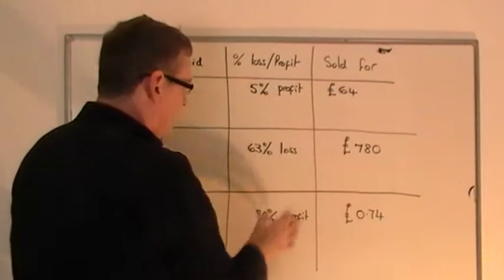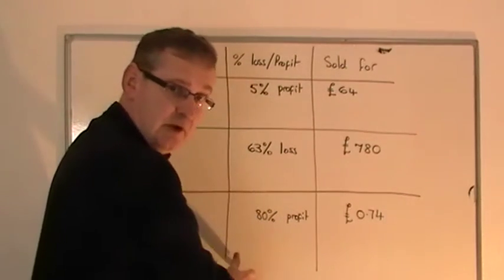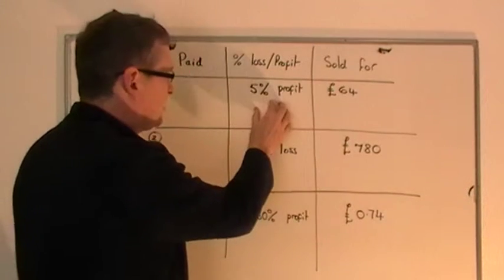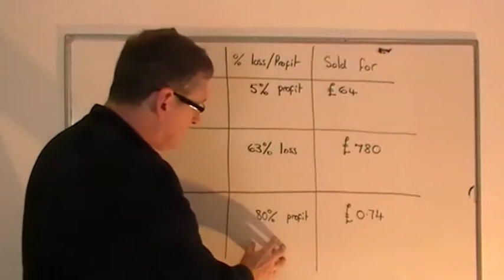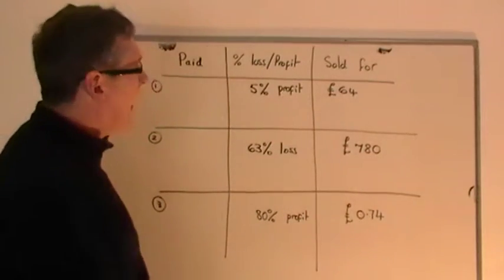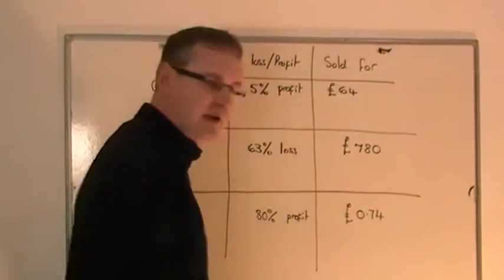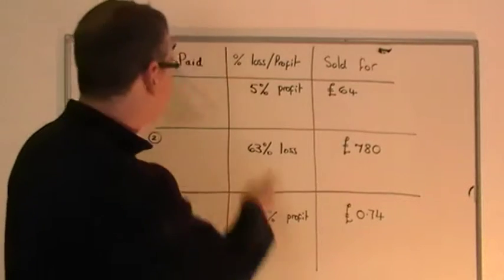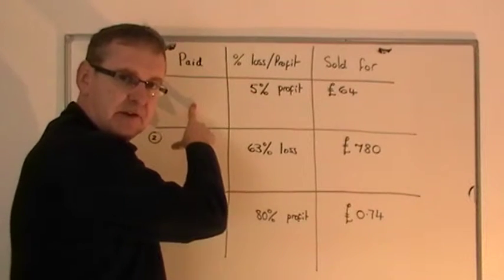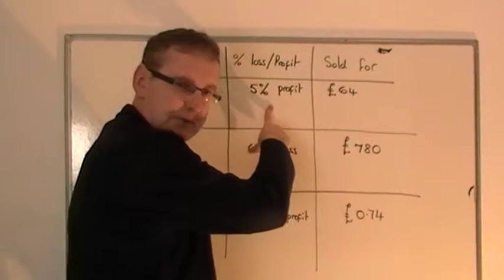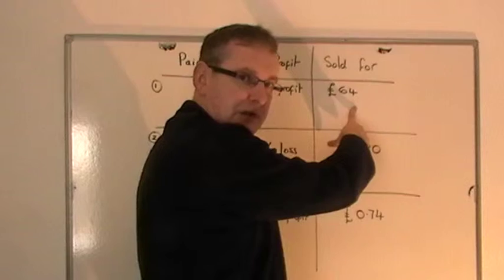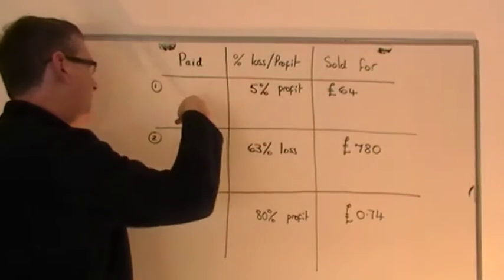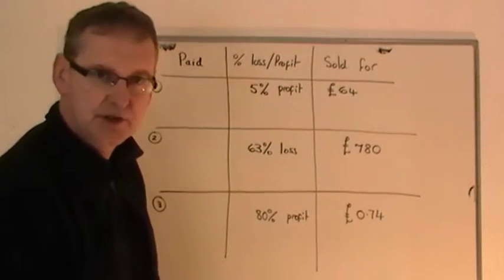We don't know how much that amount of money is. In each case, there will be a percentage profit or loss that's been made. So in the first one, 5% profit, second one, 63% loss, in the third one, 80% profit. And I am telling you what the actual selling price was in each case. So the first example, I don't know how much I paid for the item, but I do know I made a 5% profit, and that gave me a £64 selling price. And what I need to do is work out what the original cost of the item was.